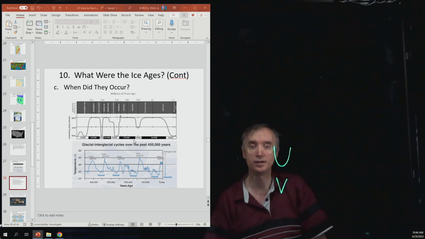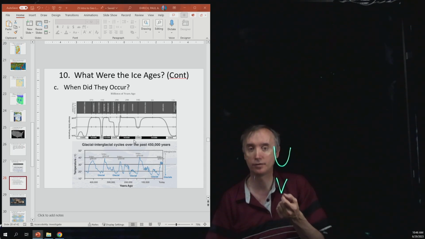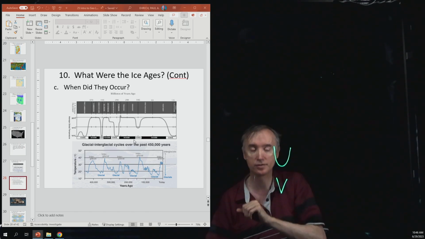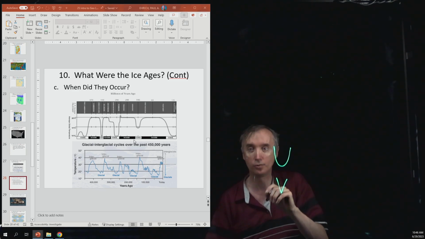So when did the ice ages occur? The top graph shows you that ice ages have occurred all throughout Earth's history. There have been ice ages billions of years ago, but you'll notice that there have been ice ages relatively recently, within the last 1.6 million years of Earth's history. That's the length of time of the current ice ages that we've been having.